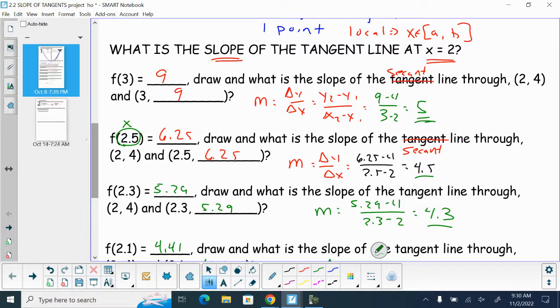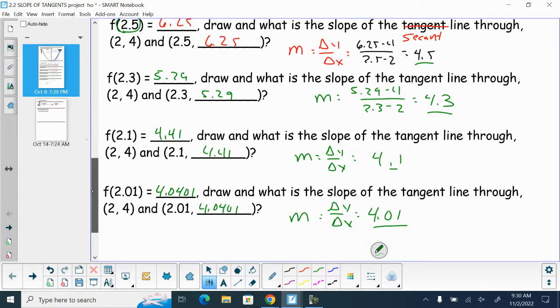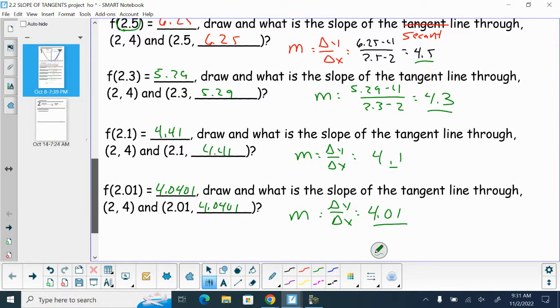Now, if we take a look at what is occurring here, I'm starting with x equals 3. Then I'm going to x equals 2.5. Then x is equal to 2.3. Then x is equal to 2.1. Then x is equal to 2.01. How can we put this in terms into ideas that we have just discussed?